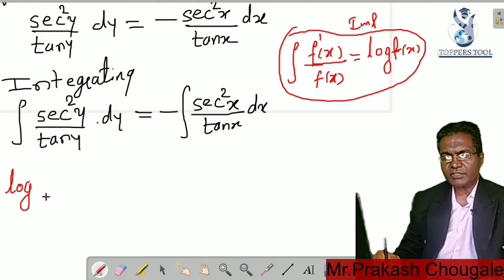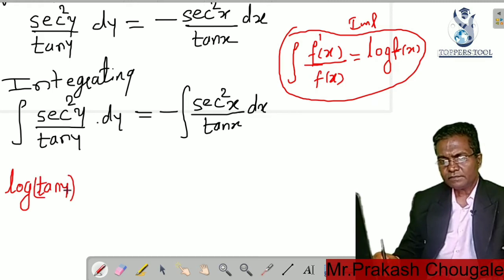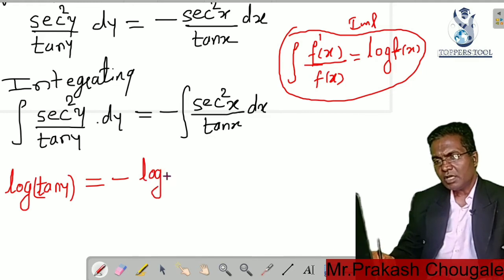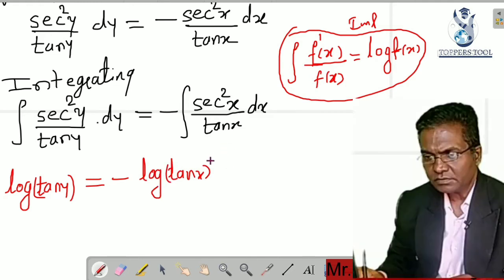So in this case also, derivative of tan y is secant square y. So you can write it as log of tan y equals to minus log of tan x. Okay, because derivative of tan x is secant square x. Now one thing to be remembered, if all the terms are in terms of log, you can keep constant also in terms of log, doesn't matter. Otherwise you can keep c, no problem.